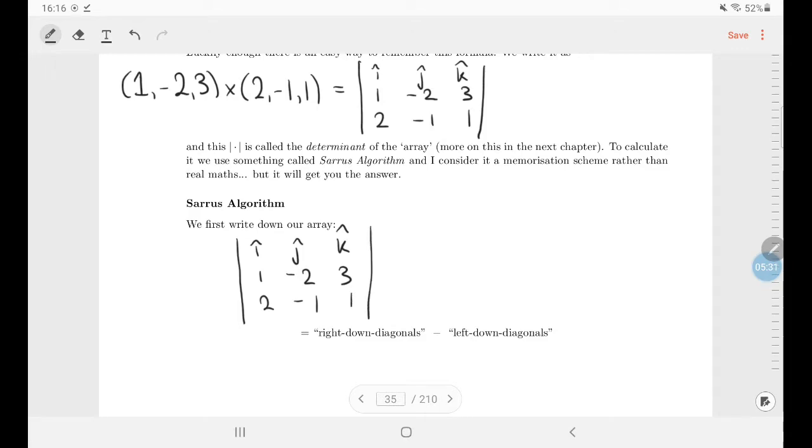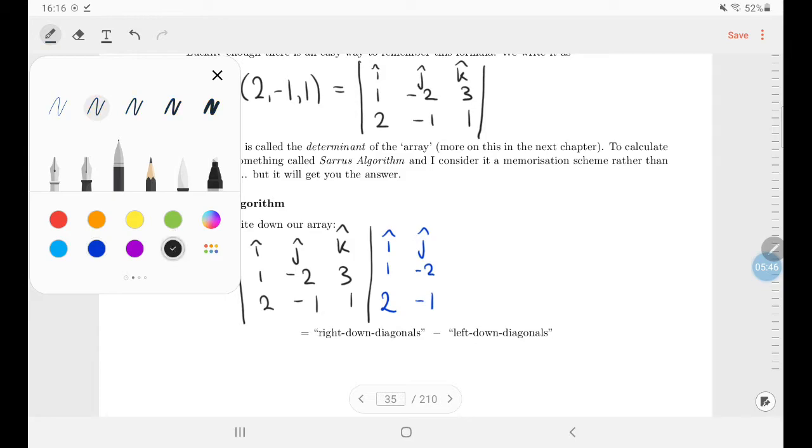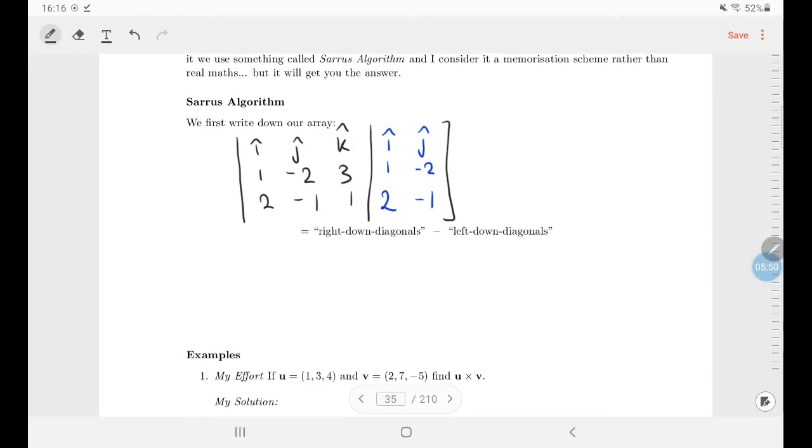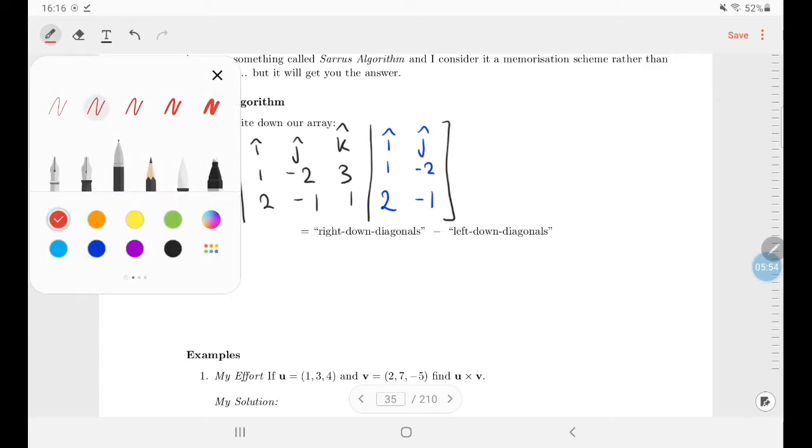So what you do, the first thing you do is write down the first two columns again. So that's I, 1, 2, J, minus 2, minus 1. Then what you do is you multiply across the right down diagonals and add them up. I'll show you what I mean.